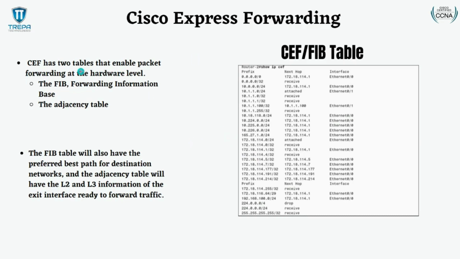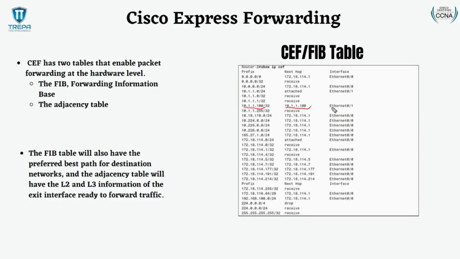So Cisco Express Forwarding has two tables, right? It has the FIB, the forwarding information base, and the adjacency table. The FIB table will also have the preferred best path for destination networks, and the adjacency table will have the layer 2 and 3 information of the exit interface and next hop, ready to forward traffic. If you look at this one right here, which I just pulled from Google, if we have a packet that's destined for 10.1.1.100, boom, it's going out that next hop right away.